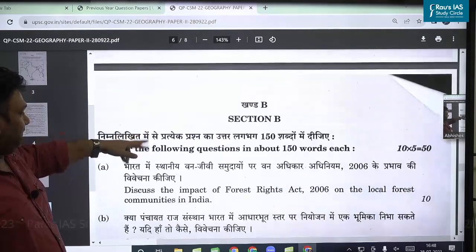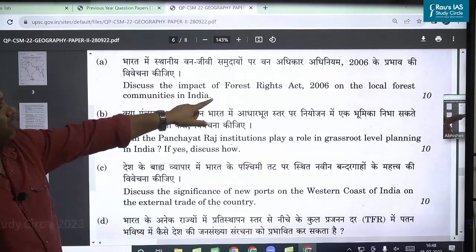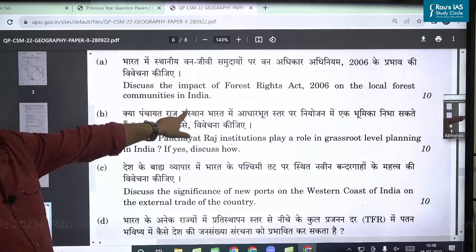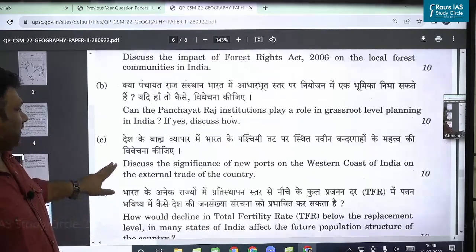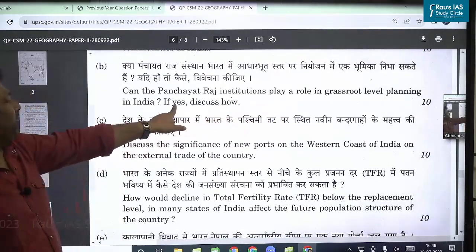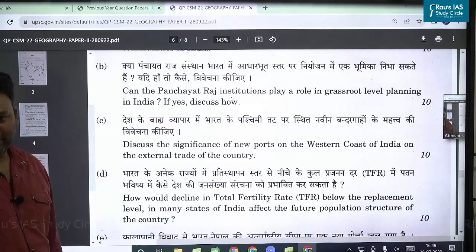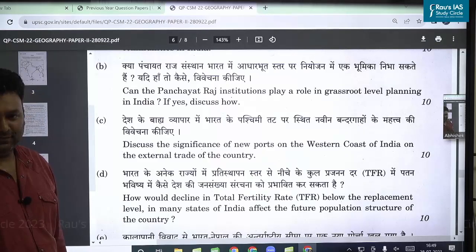That's it. Okay. This is section B. Discuss the impact of Forest Act 2006 on local forest communities in India. Whatever positives, negatives, you have to discuss impacts. Can a Panchayat Raj institution play a role in grassroots level planning in India? If you're talking about the plight or state of the Panchayat Raj institutions in India, we'll be talking more positives or more negatives.